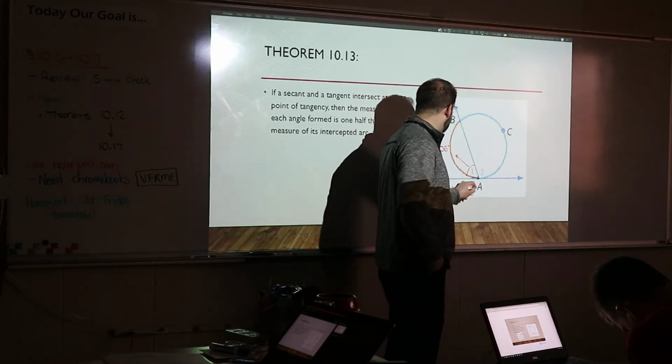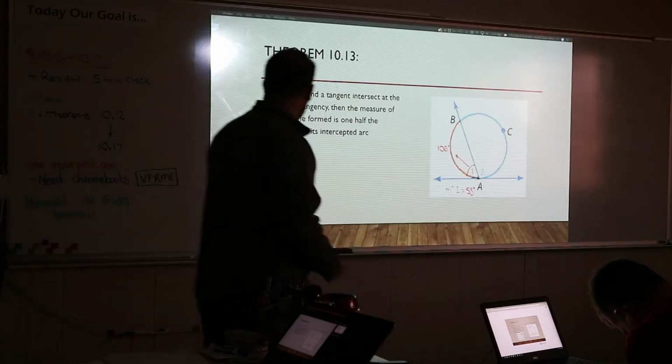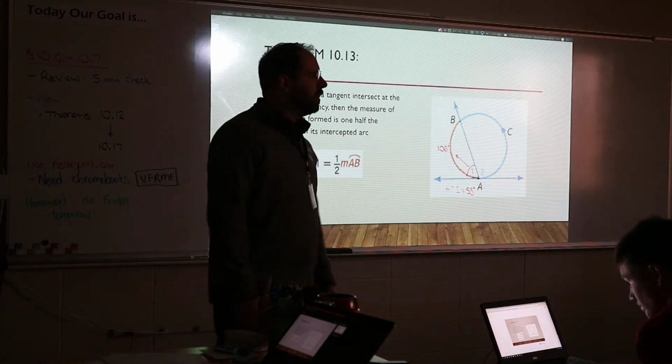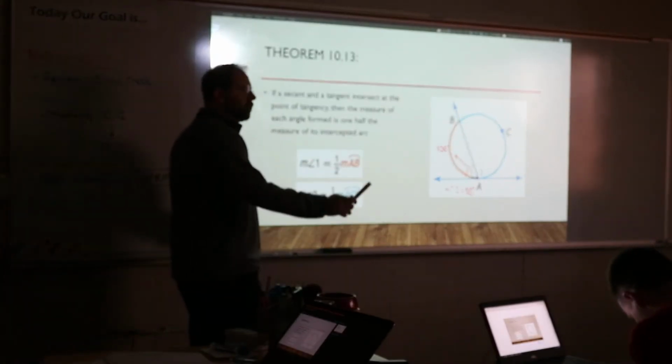53 to make 106, like that's half of it. And that's the formula that you're probably seeing on your Nearpod that's showing that it's half the arc. And it works for larger angles as well.